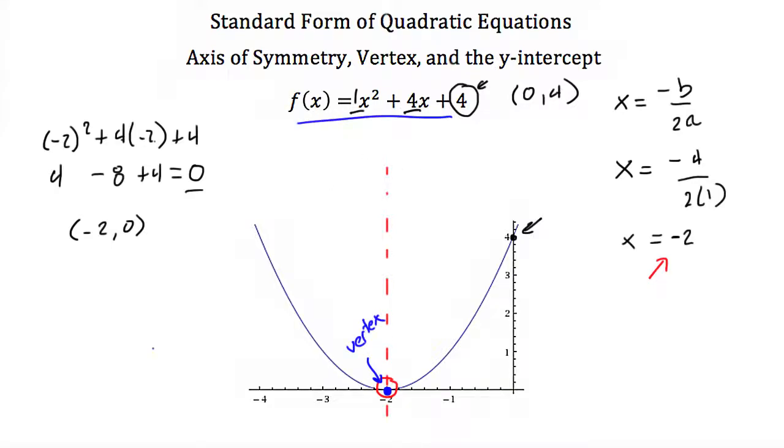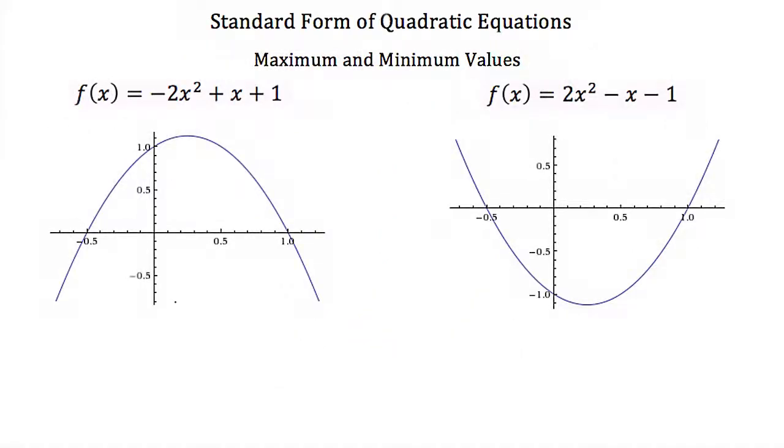Now the last thing we have to talk about are maximum and minimum values. Here we're given the function negative 2x squared plus x plus 1 and its graph. And then our other function is f of x is equal to 2x squared minus x minus 1. And again, we're given its graph. Notice the only thing different between these two equations is that one of them is multiplied by negative 1. They have the same axis of symmetry, but other than that, they're very different.